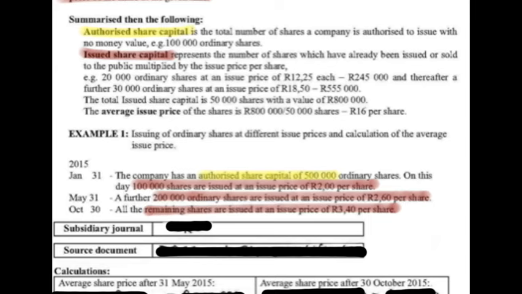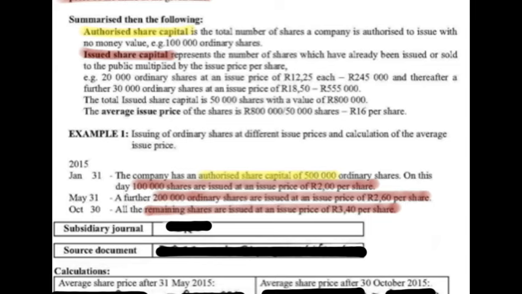Thereafter, we also issue a further 30,000 ordinary shares. So let's just quickly recap. We had 100,000 available authorized. Of that 100,000, we first issued 20,000, and then we issued a further 30,000 at a price of R18.50. That gives you a total for the second issuing of 555,000 Rand.